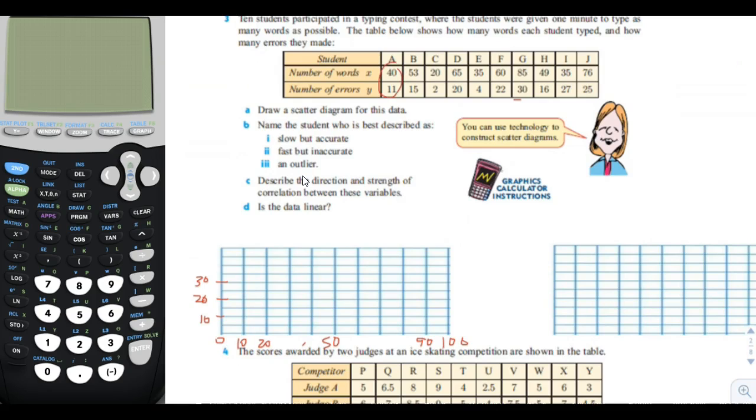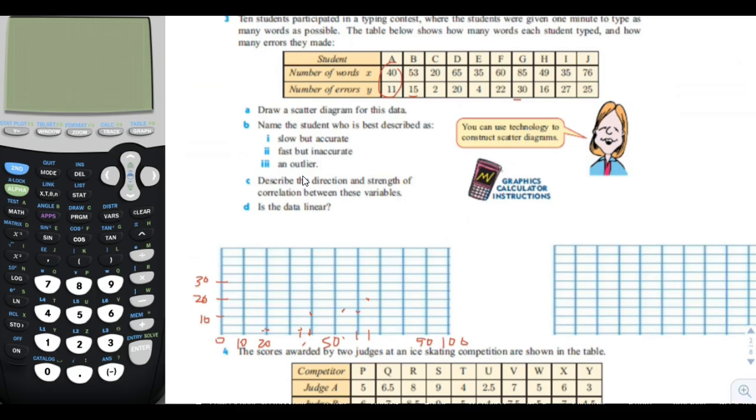Okay, and so let's start graphing some of these pairs. So 40, 11, for example. 40, 11, there's one. 53, 13. 20, 2. 65, 20. 35, 4. That's very low.